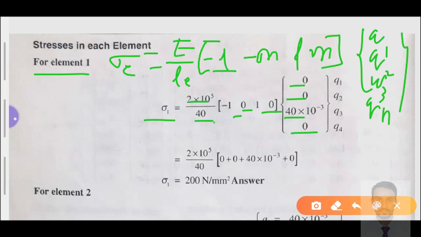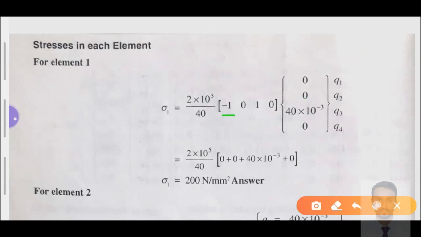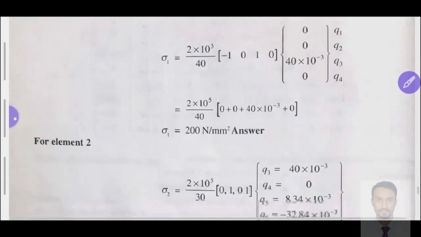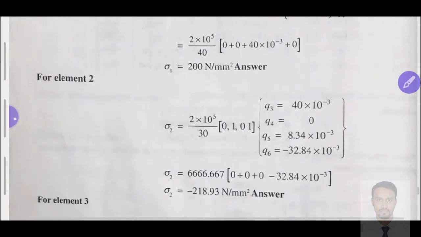Then resolve this row with respect to the column. Here minus 1 into 0, 0 into 0, plus 1 into 40 into 10 to the power of minus 3, 40 into 10 to the power of minus 3 remains, plus 0 into 0. When you solve this value, you'll get 200 Newton per millimeter square stress induced in element number 1.